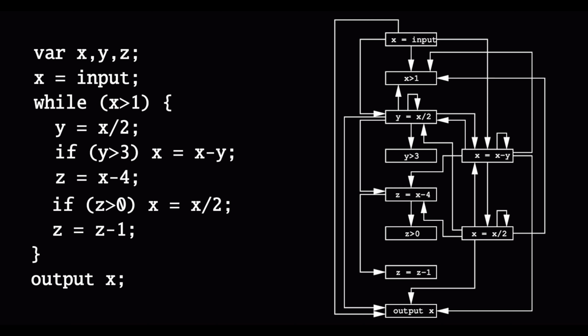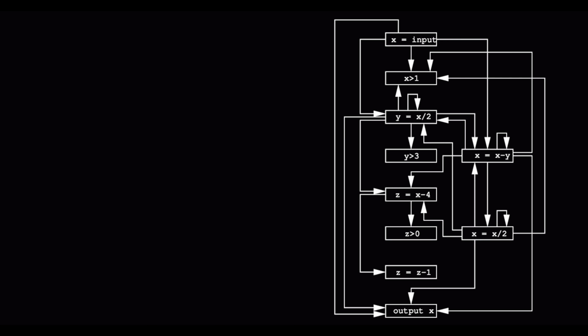So at the very top we have x = input, and then there's an arrow going out of it to the expression x > 1 and y = x / 2. So that captures the intuition that the value of x in the expressions x > 1 or x / 2 got its value in the assignment x = input.